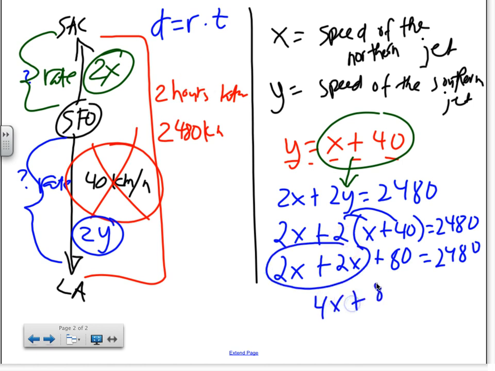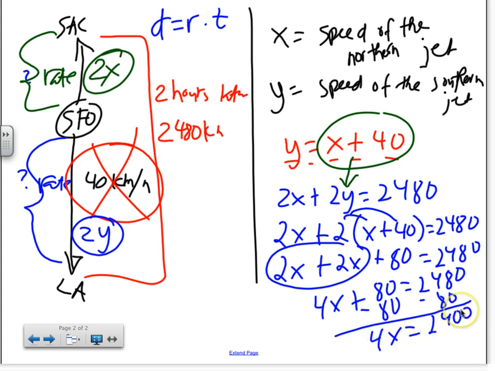4x plus 80 equals 2,480. Next step? Okay, subtract 80 from both sides. Gotta speak up, guys. Come on. 4x equals 2,400. And last but not least, 600 divided by 4. Yes. So x gives you 600.